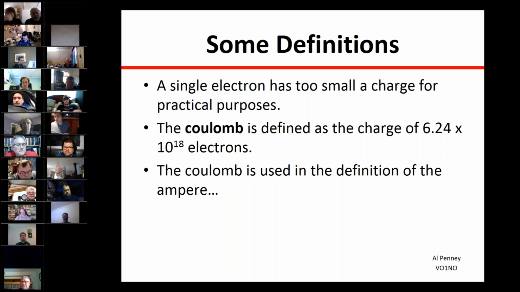Now, an electron is pretty small, and in fact, the charge on a single electron, the negative charge, is so tiny that it has no impact on day-to-day life, for most things. So we've come up with something called the coulomb, and the coulomb is the electrical charge that 6.24 times 10 to the 18 electrons would have. So that's a whole bunch of electrons. 6.24 times 10 to the 18 electrons.